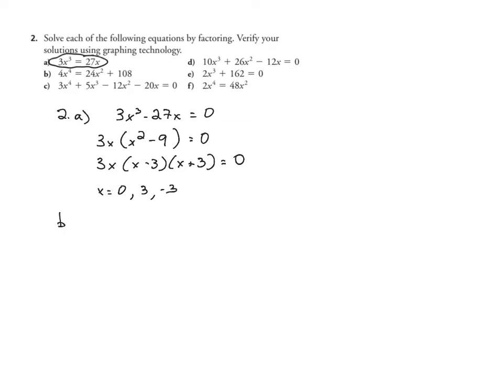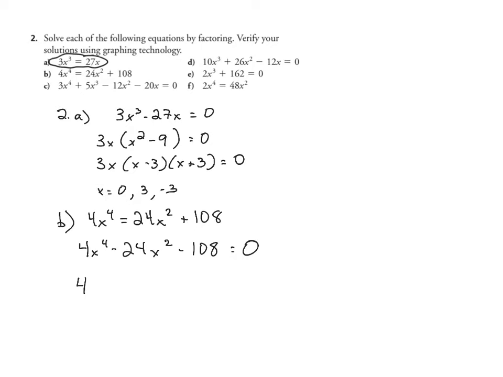Part B. 4x to the 4 equals 24x squared plus 108. Of course, bring everything to the left. It makes life so much easier. And do it by subtracting everything from the right. Minus 108 equals 0. Common factor, you get a 4 in everything. There's an x in the first two, but not in all of them, so we can't take out an x. So we got x to the 4 minus 6x squared minus 27 equals 0.